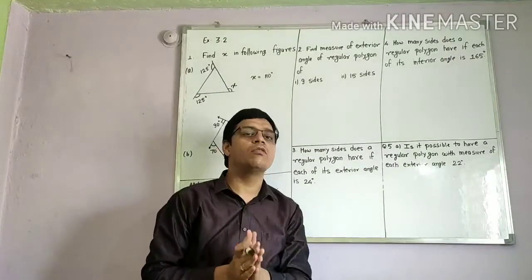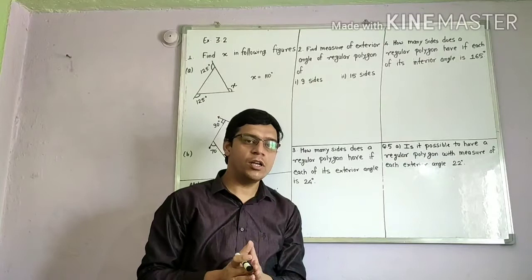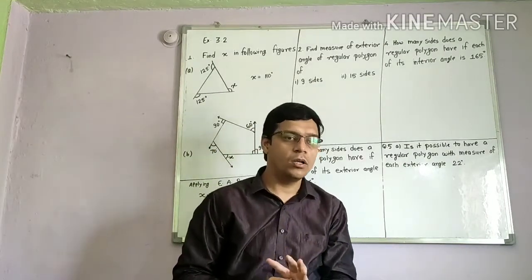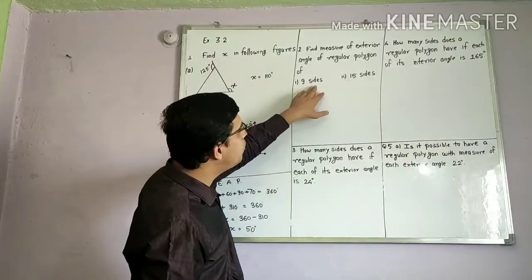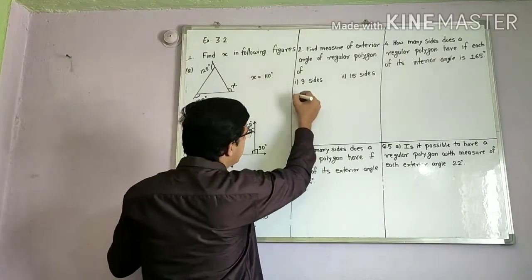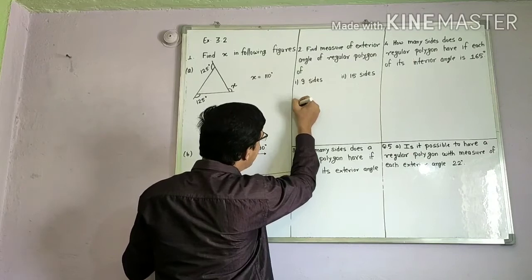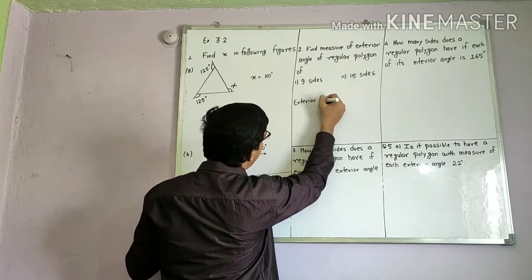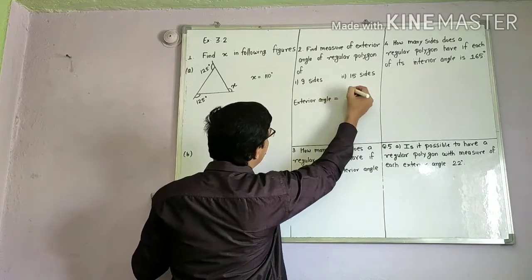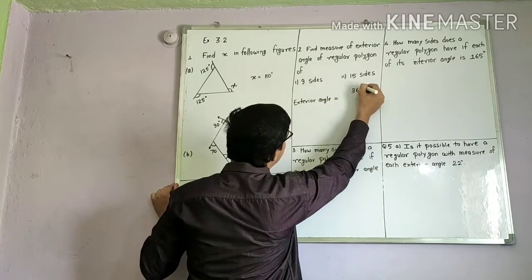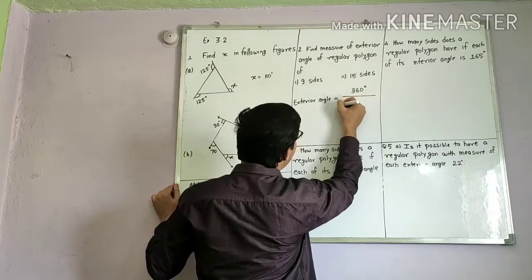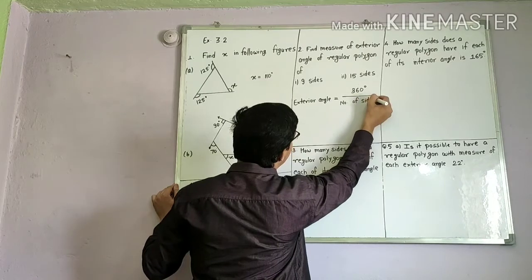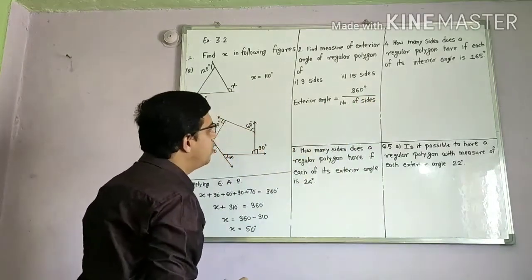Now our next question is find measure of exterior angle of regular polygon of 9 sides. Now we know what is regular polygon. Polygon in which all sides and all angles are equal. So a regular polygon having 9 sides. So just a single formula is there. Exterior angle is equal to 360 degree upon number of sides. You have to remember this formula only.